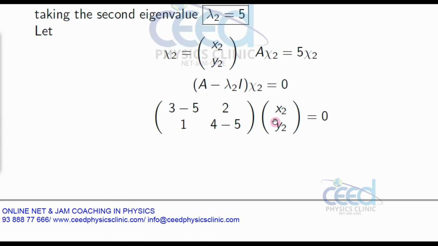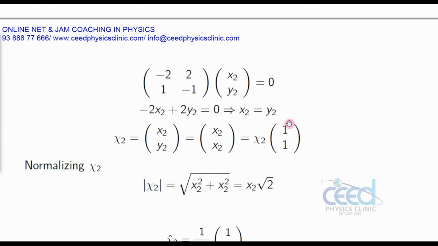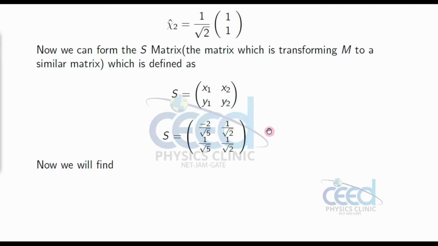Our x1 vector, that we have already seen, is 1 by root 5 (minus 2, 1). So you have to write this as minus 1 by root 5 (minus 2, 1). So the first eigenvector I have written here, and the second eigenvector you can see here, that is 1 by root 2 (1, 1). So this particular matrix, I can call it a diagonal matrix.